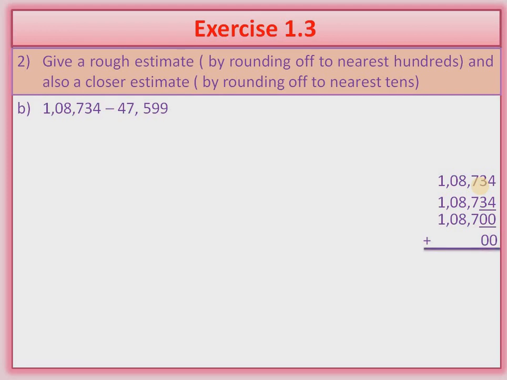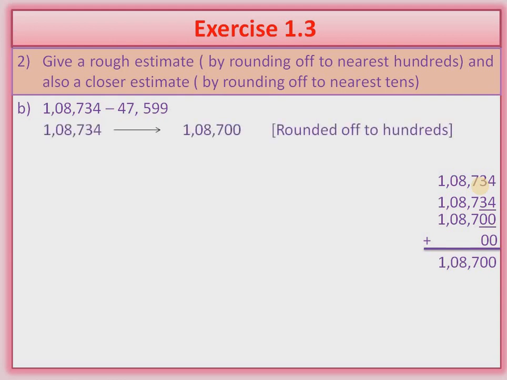So what is the answer? The answer is 1,08,700. Okay, 1,08,734 rounded off to 100 is equal to 1,08,700 only. Okay, now I am going to take the next number, 47,599. Understood what I am telling you, beta?